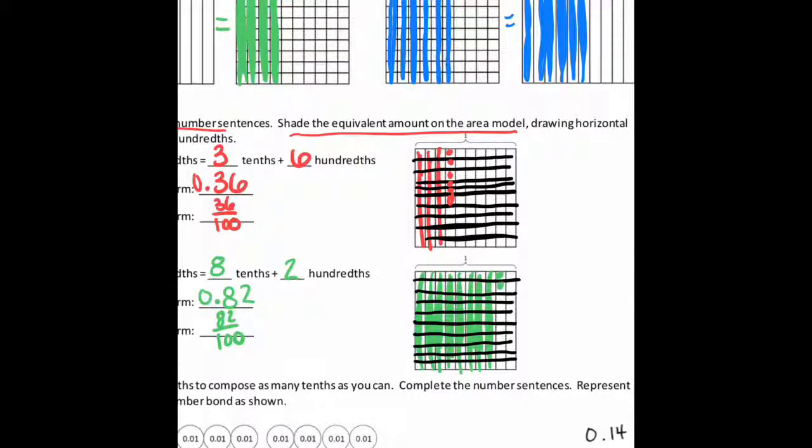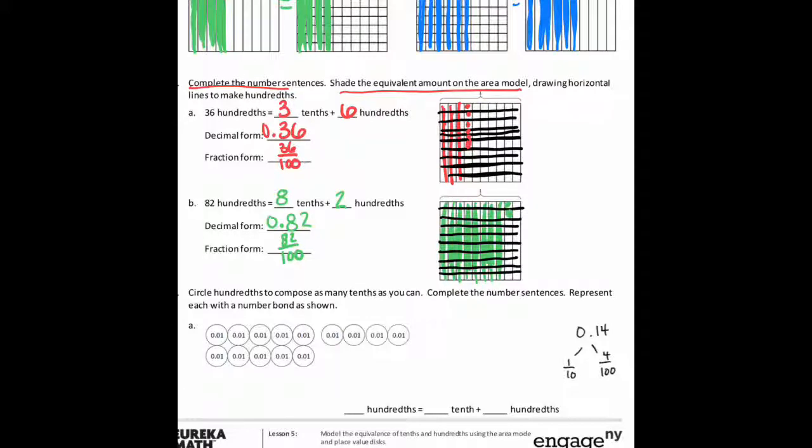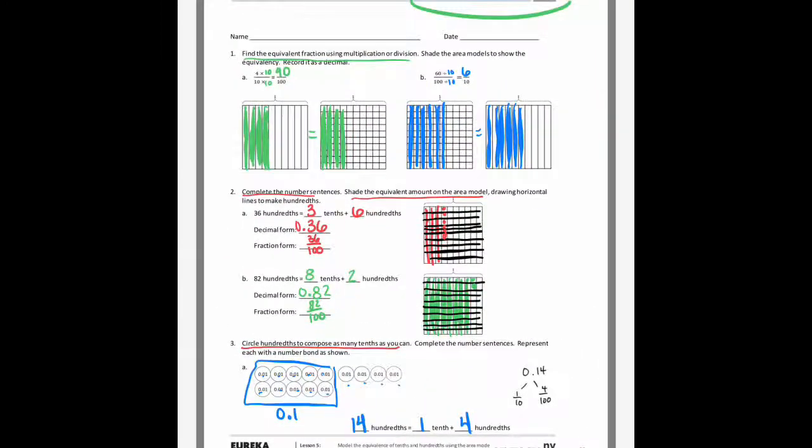So 1, 2. Okay, on number 3, it says circle hundredths to compose as many tenths as you can, complete the number sentences, and represent each with a number bond as shown. So down here below, I'm going to group together 10 hundredths, because that will make 1/10. So here, that looks like 10, so I'm going to box that in. That's the same as a tenth. And it looks like there's 4 hundredths left over. So really, if there's 10 and 4, that's 14 hundredths, which is the same as 1/10 and 4 hundredths. And in decimal form, it would be 0.14, which is the same as 1/10 and 4 hundredths, just like we found there.